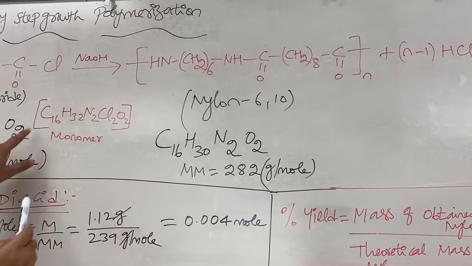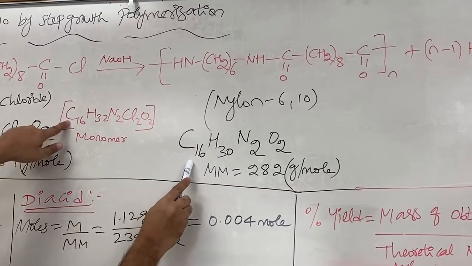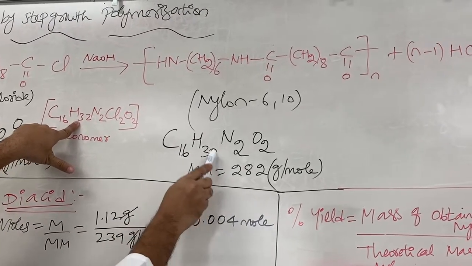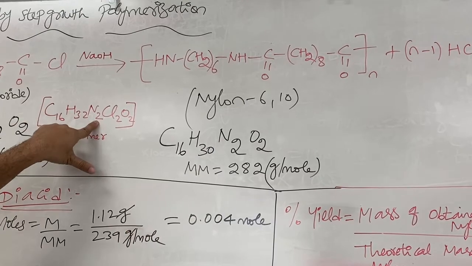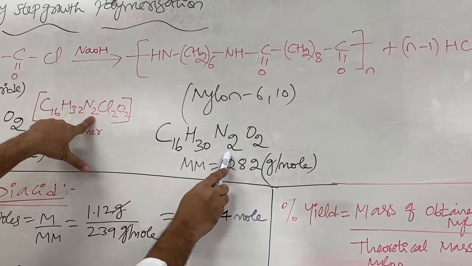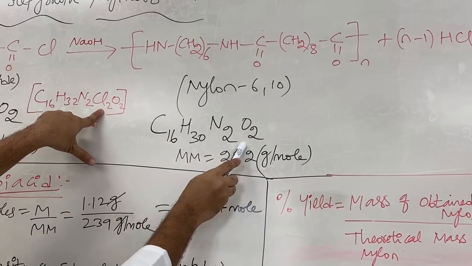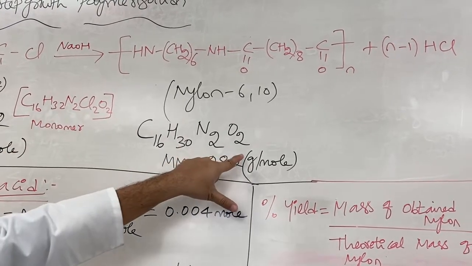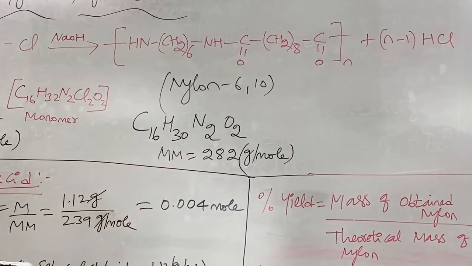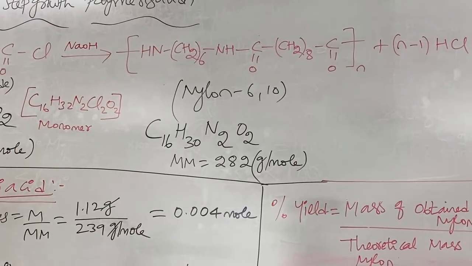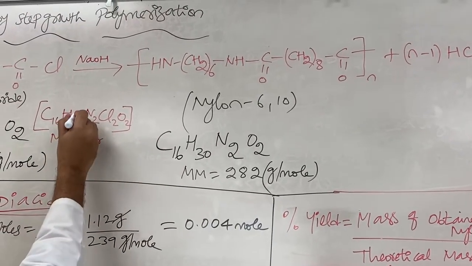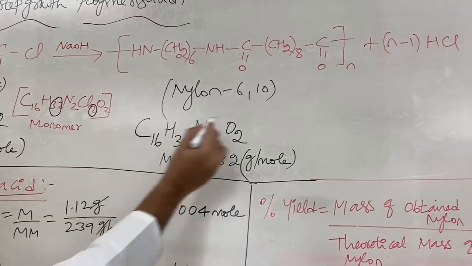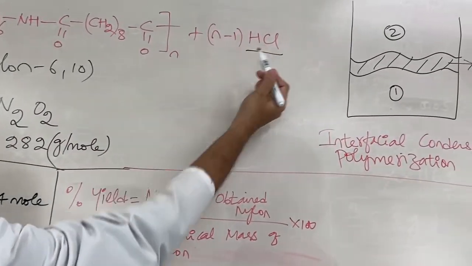See here, carbon 16, same. Hydrogen here 32, here 30. It means it is less. Then nitrogen 2, same. Chlorine 2, here there is no chlorine. It means it is less. Oxygen 2, here oxygen 2. So where are this hydrogen and chlorine going? So these 2 hydrogen and 2 chlorine are going off as a byproduct, HCl.